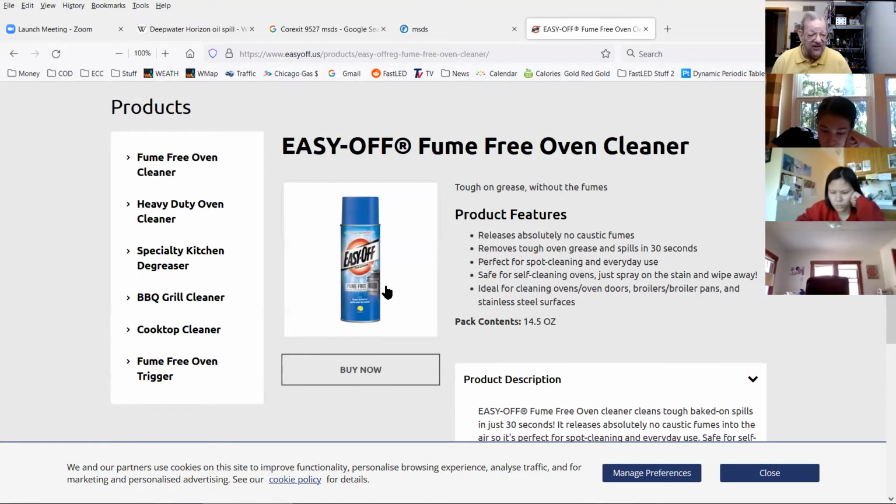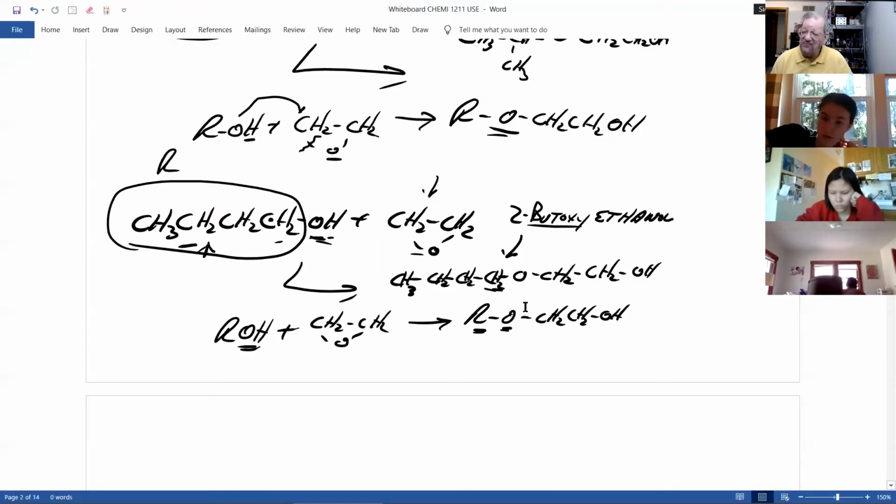If you look at the label, which you can't see here, excuse me, the main ingredient is 2-methoxyethanol. Where did I hear that name before? It's this molecule. And how do they make it? Some company takes butanol, 1-butanol, and reacts it with ethylene oxide. Actually, I worked for a company that made other alcohols, not this one.